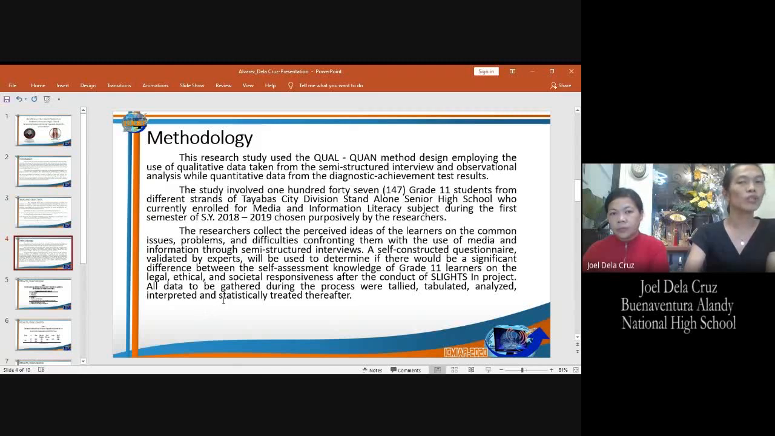The researchers collected the perceived ideas of the learners on the common issues, problems, and difficulties confronting them with the use of media and information through semi-structured interviews. A self-constructed questionnaire validated by experts will be used to determine if there would be a significant difference in the self-awareness knowledge of grade 11 learners on the legal, ethical, and social responsiveness after the conduct of the Slides In project, and all data gathered during the process were tallied, tabulated, analyzed, interpreted, and statistically treated thereafter.